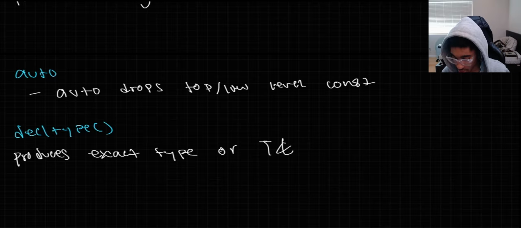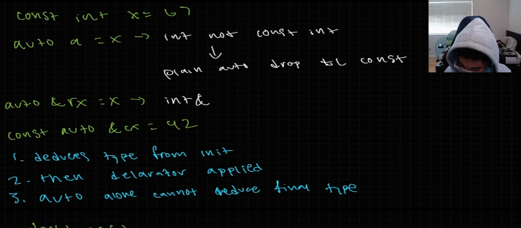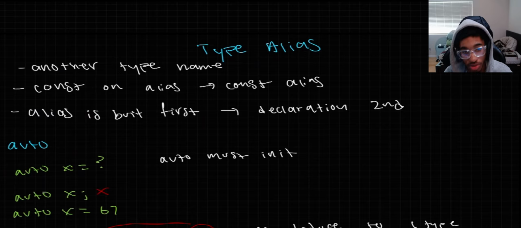And that is auto and declare type inside of type aliases.